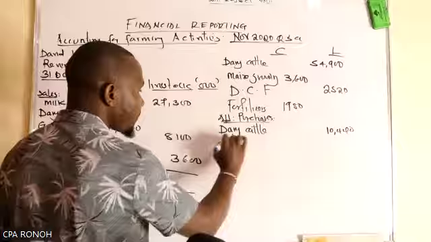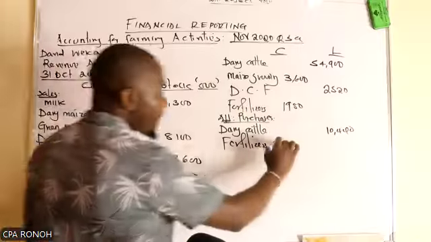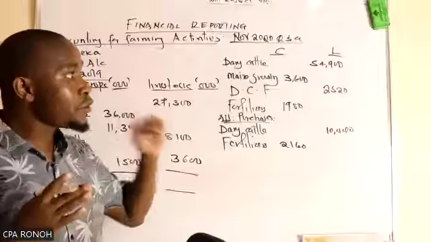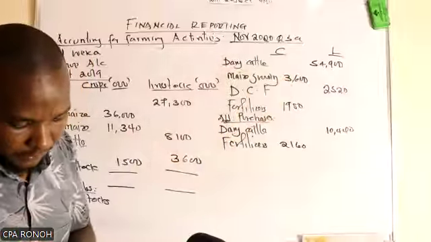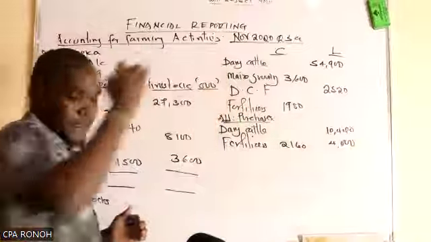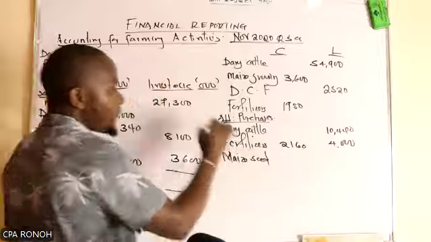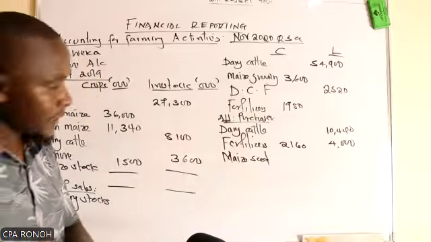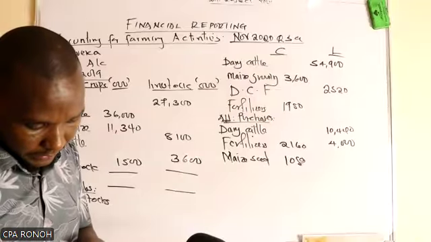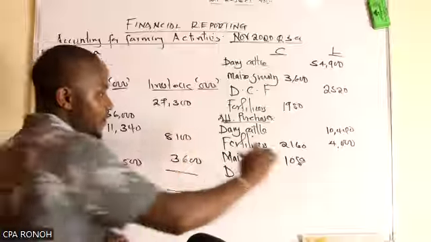So fertilizers for the maize is 2,160. The napier grass is the food for the livestock, so that one will be used on the livestock side. We'll take that one for the livestock. For the napier grass, that is 4,000. We have maize seed, which is 1,080. We got dairy cattle feed, 6,120.